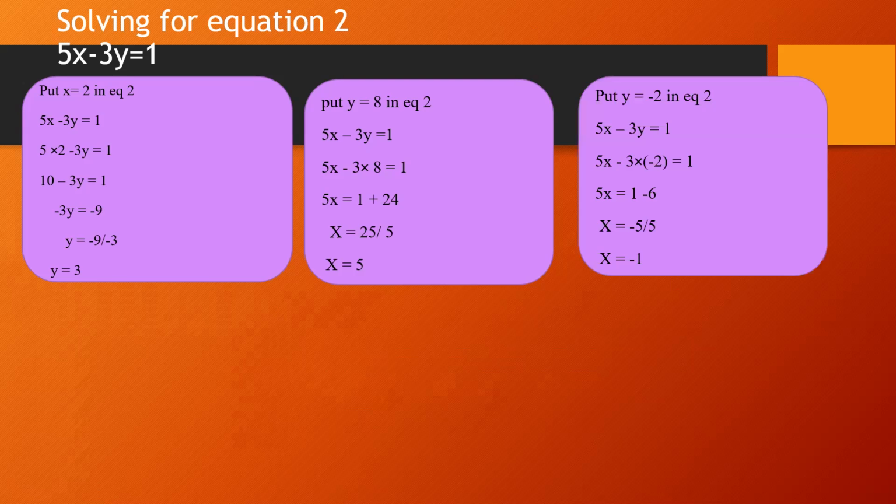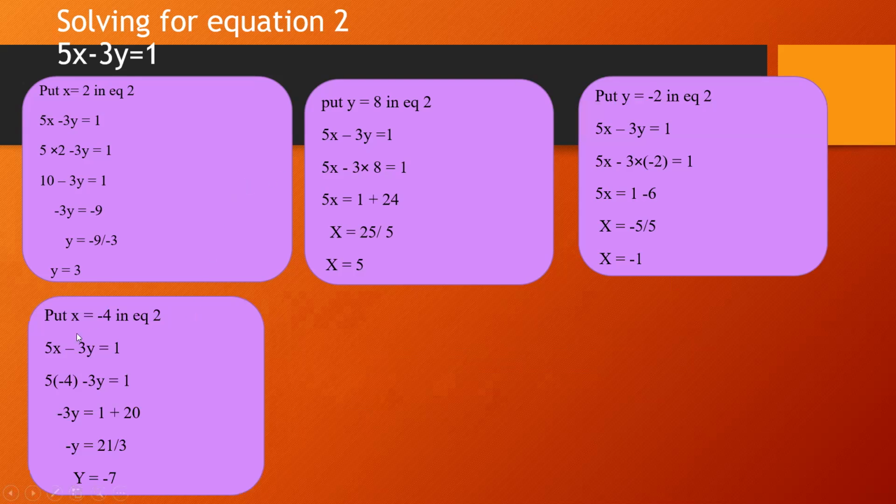Similarly, for the third coordinate, I have been given the value of y as -2, and by using this given value, I have found the value of x is -1. These are simple substitution sums. We just have to substitute the values and we can find the unknown value. Similarly, for the fourth coordinate, we have been given the value of x as -4, and by substituting in equation 2, we got the value of y as -7.